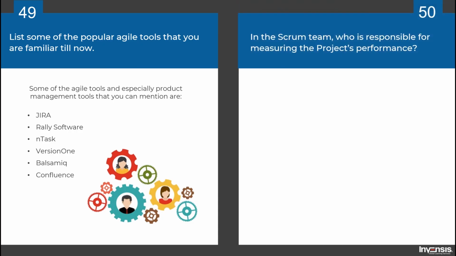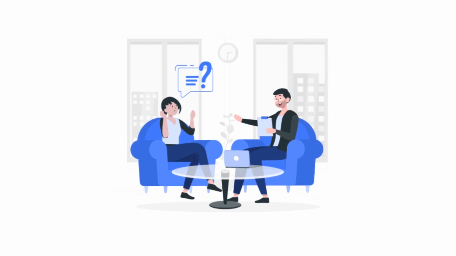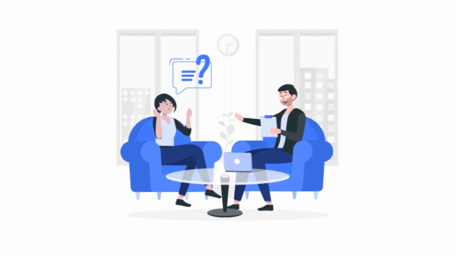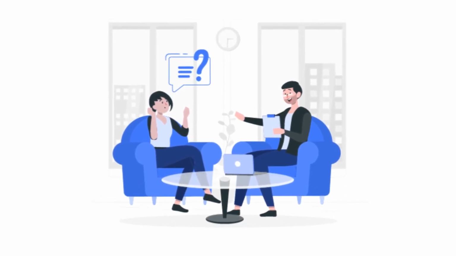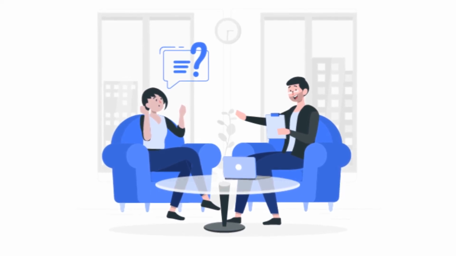The last question of this session is, in the Scrum team, who is responsible for measuring the project's performance? The answer is the product owner. You ask why? Well, being the customer's voice, it is the product owner's responsibility to measure the project's and release performance and see if the team is on track to complete the project on time. So guys, these are some of the most frequently asked interview questions and answers for product owner and product manager jobs. Before heading for a job, you should prefer to go through such kind of interview questions and prepare well.